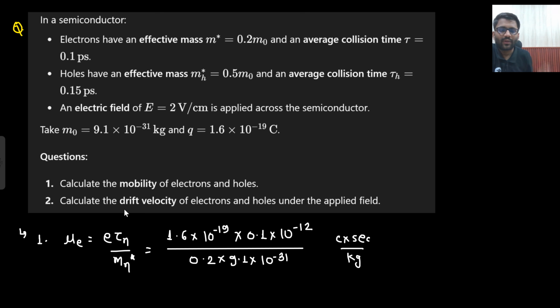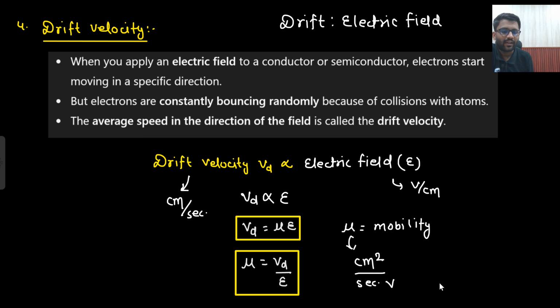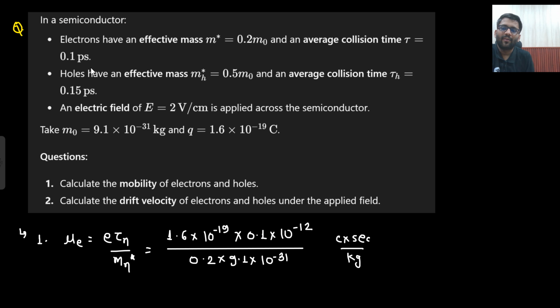So your answer should come in which unit? Here the unit I have written is centimeter square upon second into volt. So answer will come in centimeter square upon second into volt. No, answer will be in meter square upon second into volt. Are you able to understand this point? Here I have put second, here Coulomb, and here kg. So all the SI units are there, no? So if all the SI units are there, then the final answer will come in meter square upon volt into second. Are you able to understand this point?